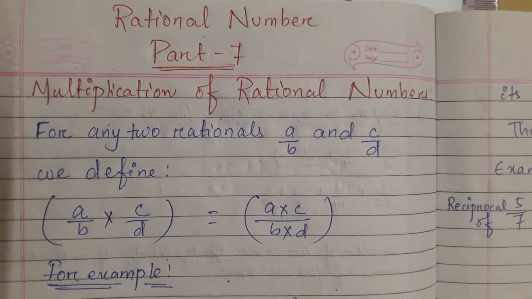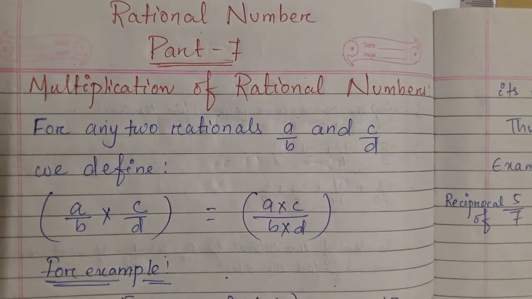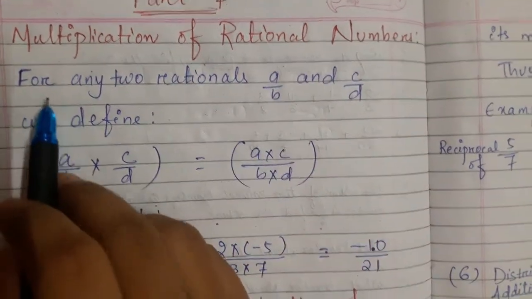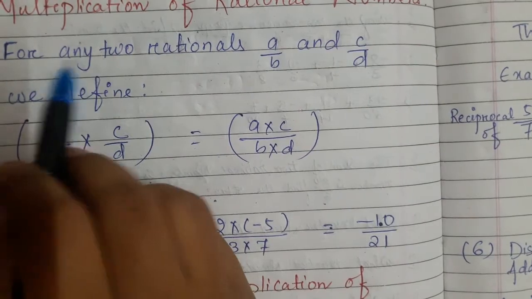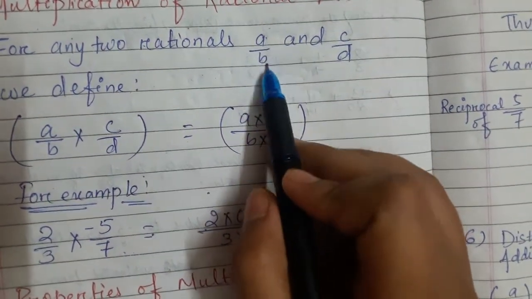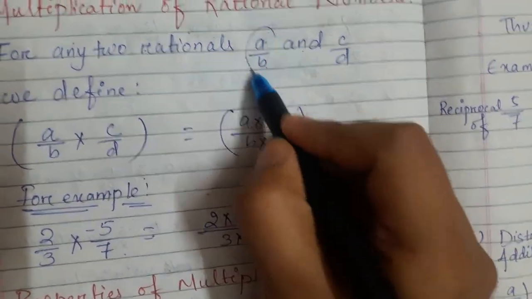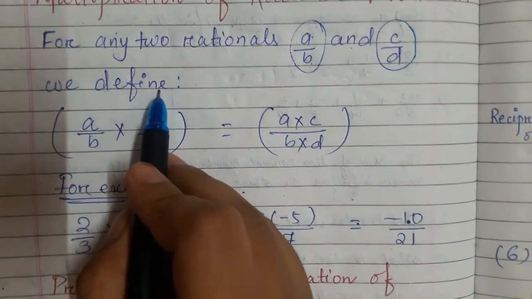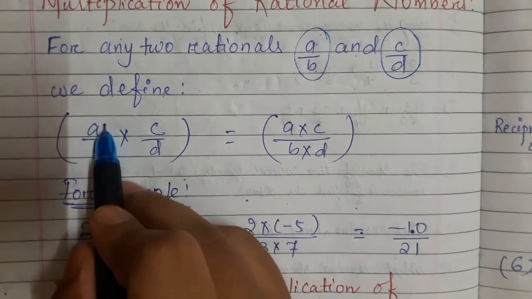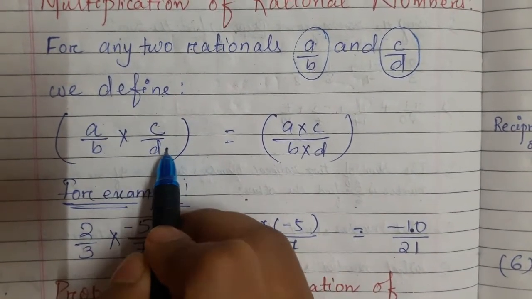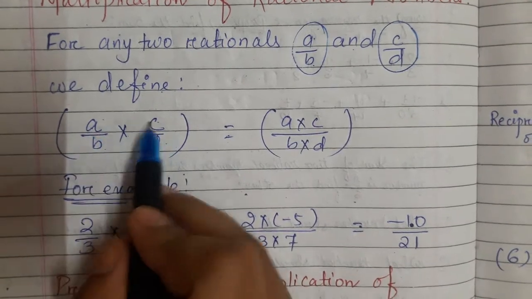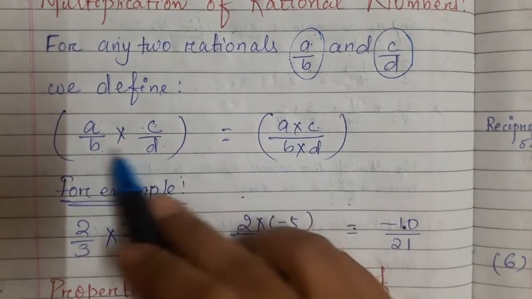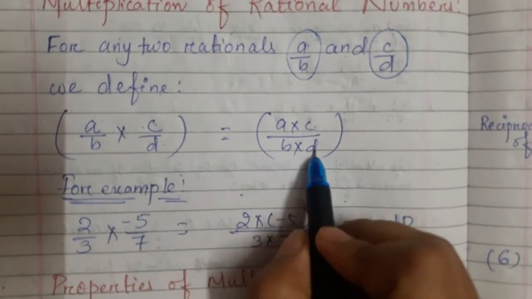हेलो फ्रेंड्स, आज हम करेंगे रैशनल नंबर का पार्ट 7, जिसमें हम लोग पढ़ेंगे मल्टीप्लिकेशन ऑफ रैशनल नंबर्स। जैसा कि जानते हैं, हम लोग कोई भी दो रैशनल नंबर्स लेंगे, सपोज a बाय बी एंड c बाय डी। ये फर्स्ट रैशनल नंबर एंड ये सेकंड रैशनल नंबर है। इसको हम लोग कैसे डिफाइन करेंगे मल्टीप्लिकेशन टर्म में? इसको हम लोग ऐसे लिख सकते हैं a बाय बी इंटू सी बाय डी, विच इज इक्वल्स टू, we'll multiply both the numerators first, that is a into c, by then both the denominators, that is b into d.